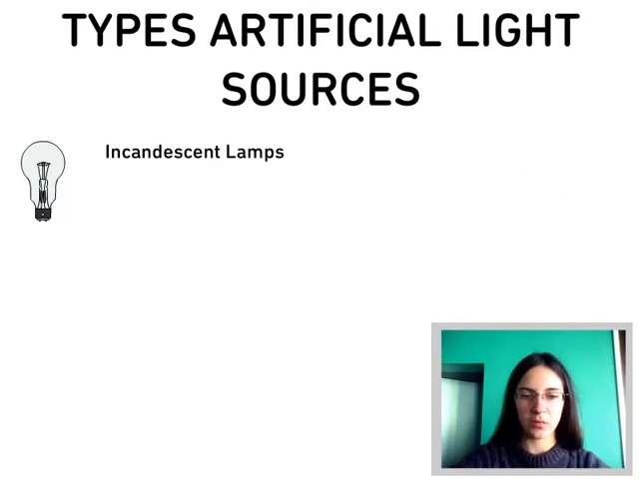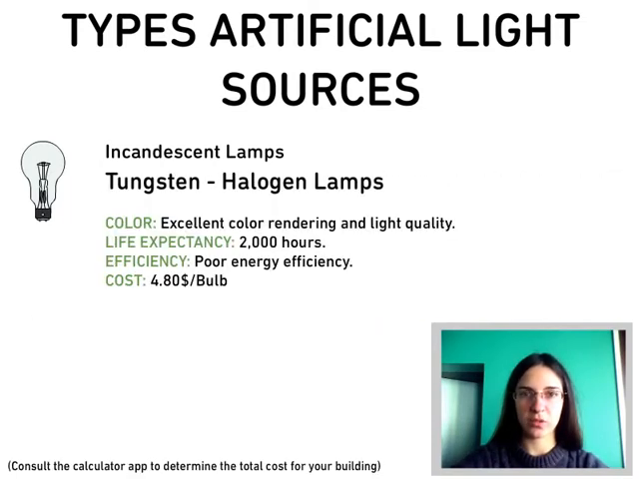The second type of incandescent lighting is tungsten halogen lamps. Although they have poor energy efficiencies, these light bulbs achieve up to 20% energy savings in comparison to standard light bulbs and double the life expectancy of the ones previously presented.